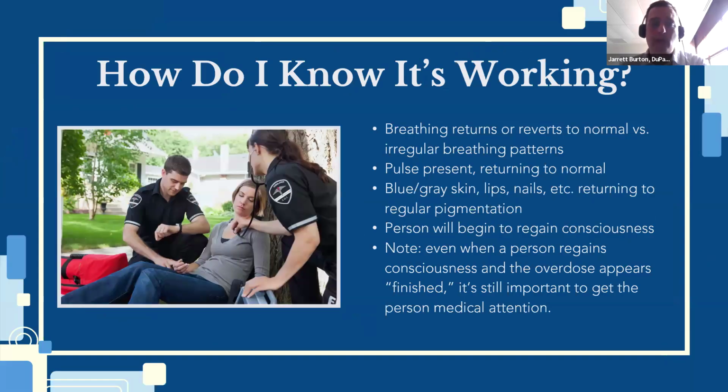How do we know if it's working? All that stuff I mentioned earlier is going to kind of reverse. So the breathing patterns are going to return to normal versus that irregular or very slowed breathing. Pulse will be present, returning to normal as blood pressure gets back. That blue and gray skin around the extremities and the lips are going to return to a regular color. That person's going to regain consciousness, hopefully. But important to note, just when they regain consciousness, that doesn't mean that the overdose is finished, quote unquote. It's still important to get them in front of medical professionals.